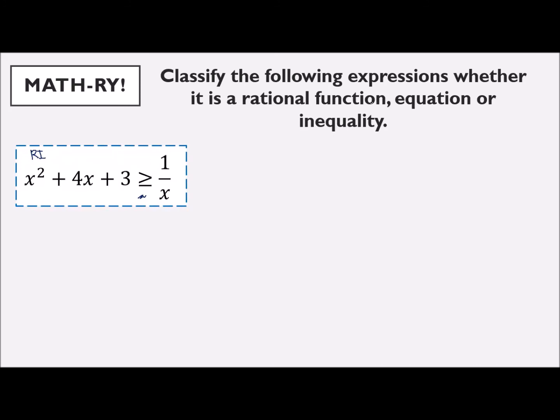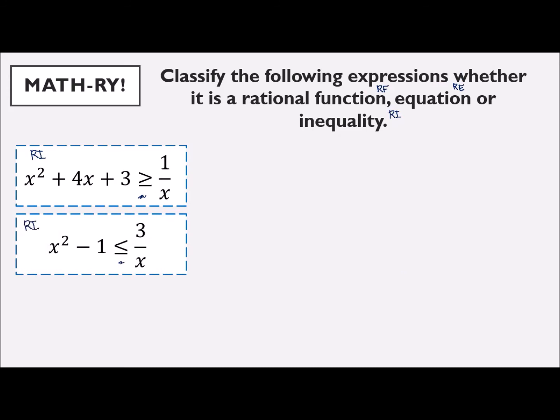Okay, so for this part, para hindi kayo malito, ang ginamit kong symbol for inequality is Ri, for the function is Rf, and for the equation is Re. So please be guided. On the next example, I have here x squared minus 1 is less than or equal to 3 over x. So meron na naman tayong inequality symbol. So this one is a rational inequality.